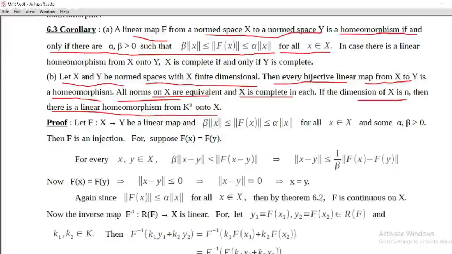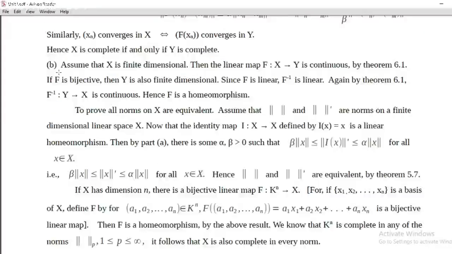Let us prove 6.3 B part. Assume that X is finite dimensional and f is a map from X to Y. That means f is a linear map from a finite dimensional normed space to Y. Then by theorem 6.1, f from X to Y is continuous. Theorem 6.1 says that every linear map on a finite dimensional normed space is continuous.